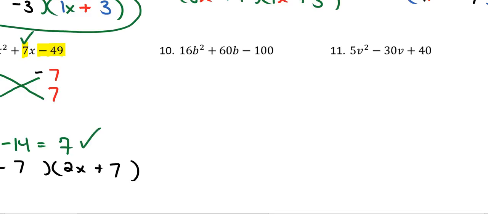Now for question number 10, something works out. Something does work out in our favor this time. We can actually factor out a 4.